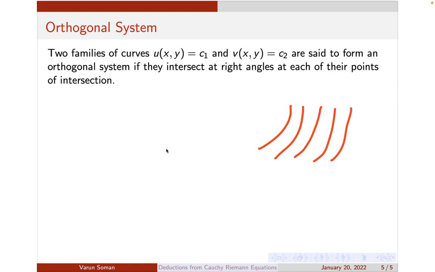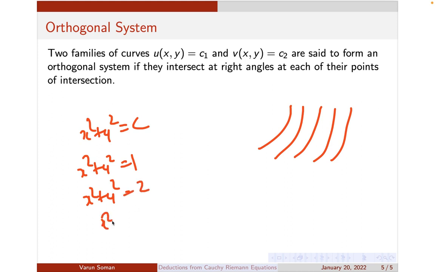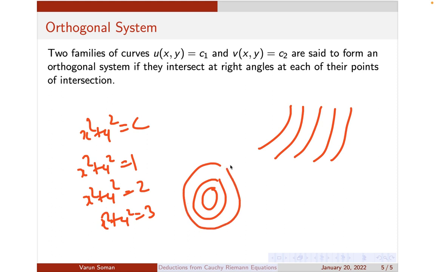differing by a parameter. For example, x square plus y square is equal to some c. So x square plus y square is equal to 1 is a circle, x square plus y square is equal to 2 is another circle, and so on. Basically you will be getting so many concentric circles. Such types of curves are called a family of curves. When you vary this c, you will be getting a family of curves.